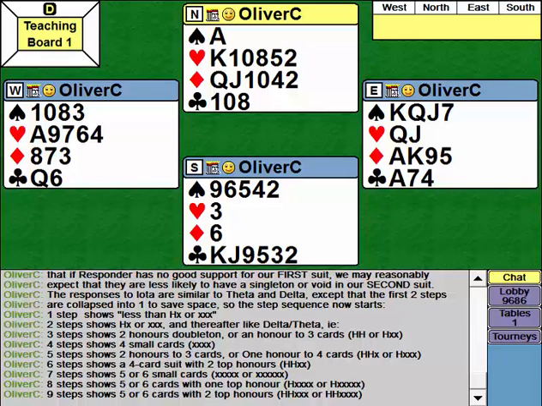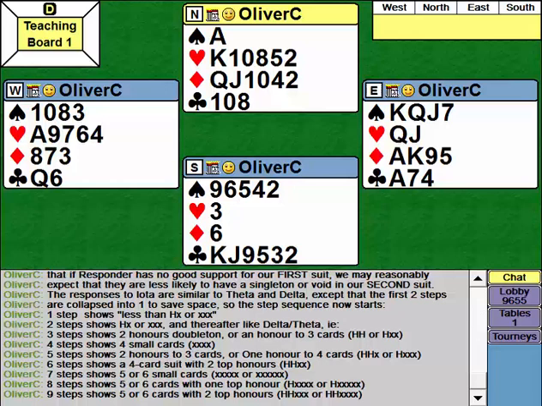so as you can see there, the two-step response is the same as the three-step response for delta and theta. And so all the other responses from two steps onwards are just one cheaper than the equivalent part of the delta and theta scale. So the difference is in the one step response, which shows less than a top on a doubleton or three small.